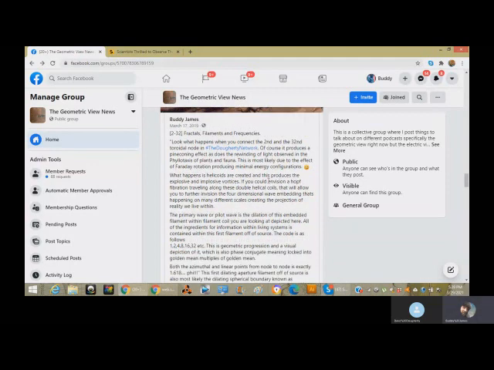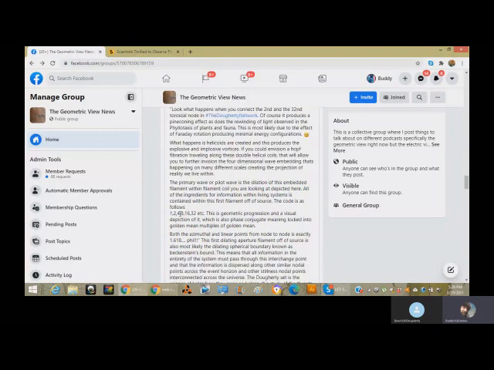The primary wave or pilot wave is the dilation of the embedded filament within filament coil you're looking at, depicted here. All of the ingredients for information within living systems are contained within the first filament off of the source. The code is as follows, like I show here: 1, 2, 4, 8, 16, and the Cayley-Dickson scaling along the Birkeland-Doherty filament, creating an actual system from one source to another, completing the loop.